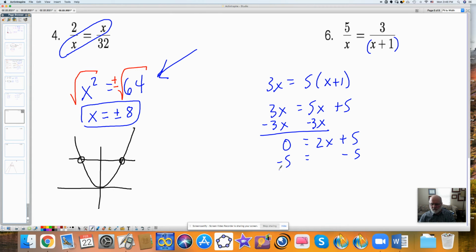So negative 5 minus 5, I get negative 5 is equal to 2x. Divide both sides by 2, and I get x is equal to negative 5 over 2. I like it left like this. Is this what you got when you did it?